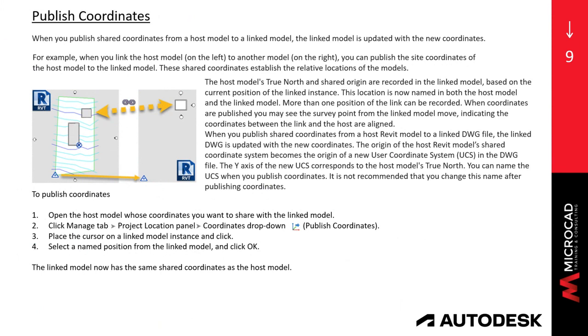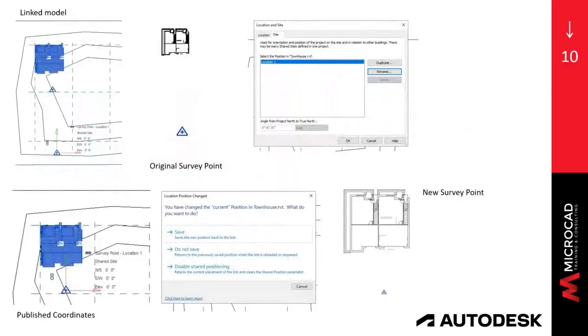And then it will ask you to select the name position for the linked model, and then you click OK. When you click OK, you will get a dialog box. Okay, and before you close that project, you will get another dialog box, and I'm going to show you in the next slide the dialog boxes that you're going to get.